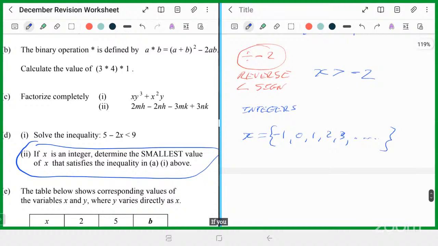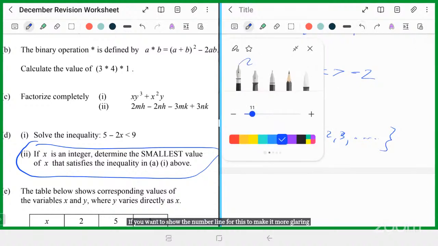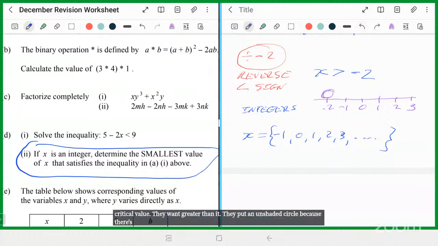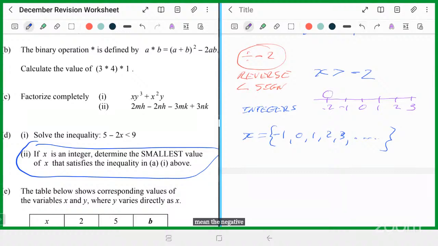If you want to show the number line for this to make it more glaring, it would be like that, where your critical values are -2, then -1, then 0, 1, 2, 3, and so on. So you put the circle at -1, because that's where you're starting. That's the boundary value, the critical value. You want greater than it, and you put an unshaded circle because there's no equal on the inequality, meaning the -2 is not included. Put the arrow pointing to the right. So the inequality is x greater than -2, and the -2 is not included down here. So the smallest value is this one, the first one.